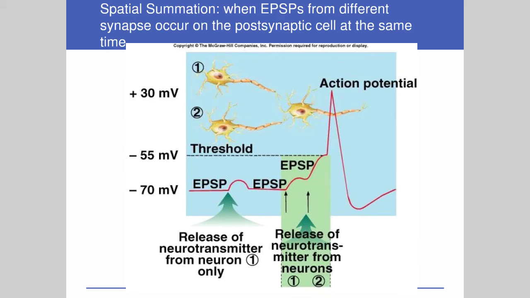Okay, so spatial summation means that different neurons are producing depolarization on the same cell body. Okay, so it's across space. Different neurons in different areas are each depolarizing the membrane at the same time. So EPSPs from different synapses occur on the same postsynaptic cell at the same time. That is spatial summation.